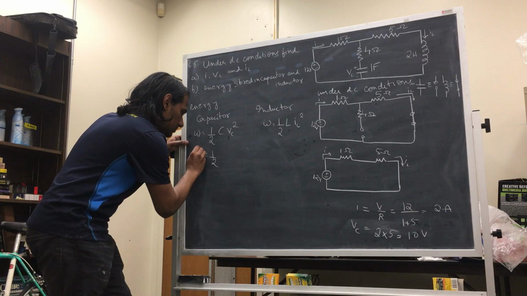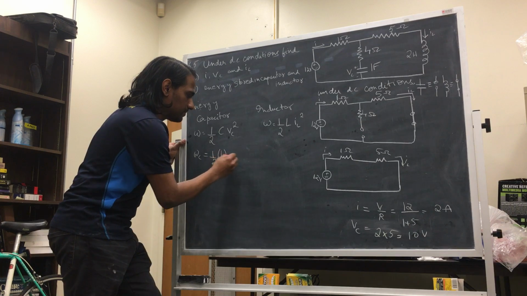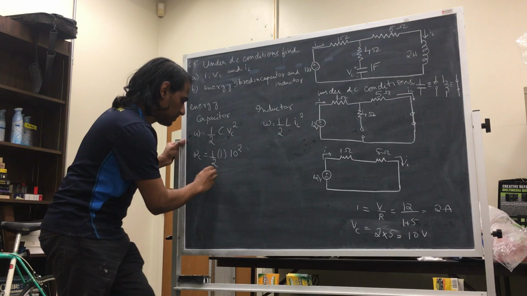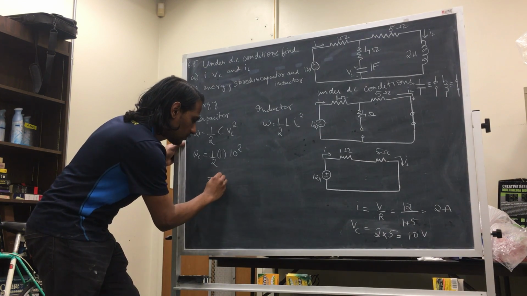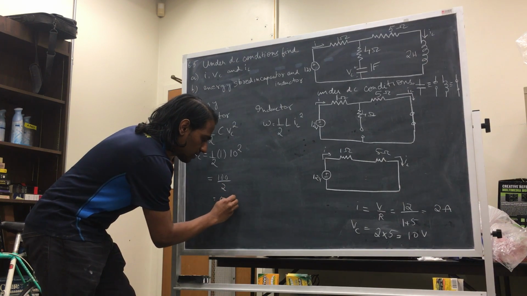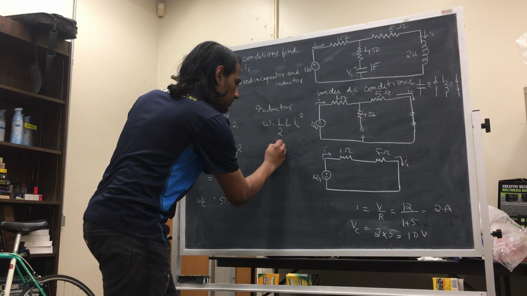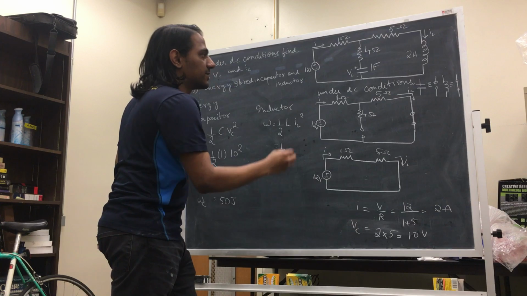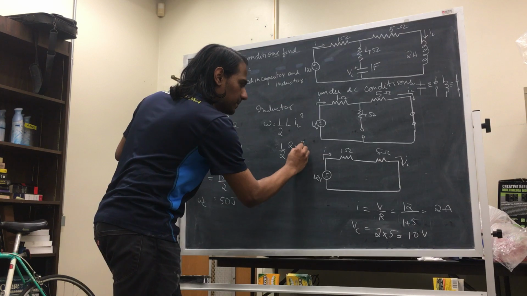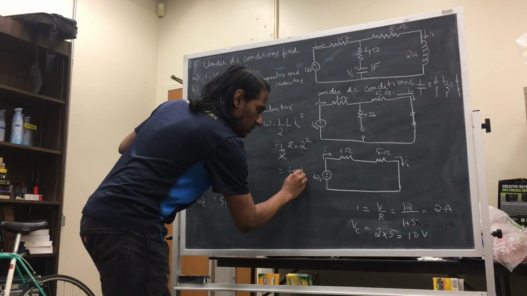For the capacitor, it's 1 by 2, the capacitance is 1, and the voltage across it is 10 squared. That would give you 100 by 2, that's 50 joules. And for the inductor, the inductance is 2 Henry multiplied by the current, which is 2 ampere squared. So you would get 4 joule.